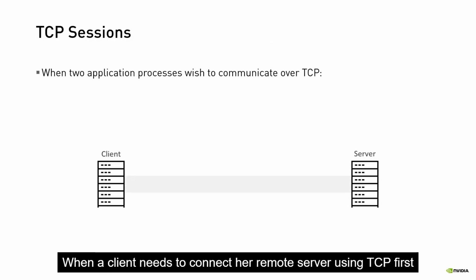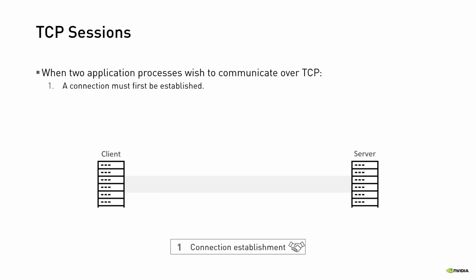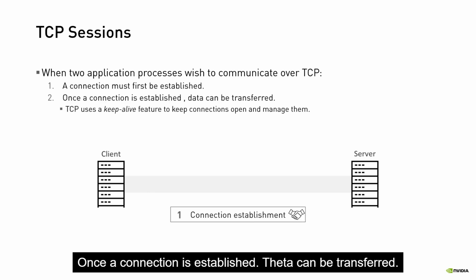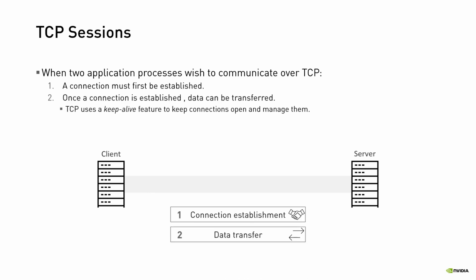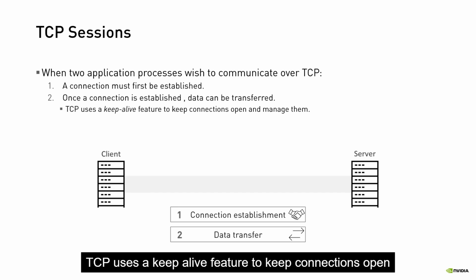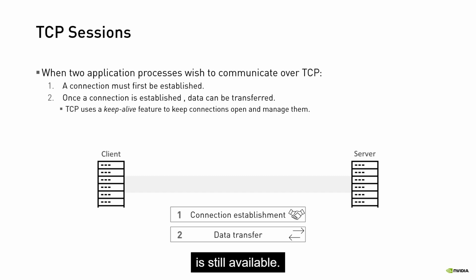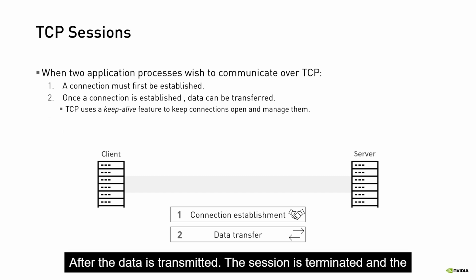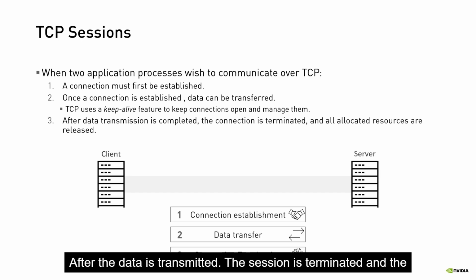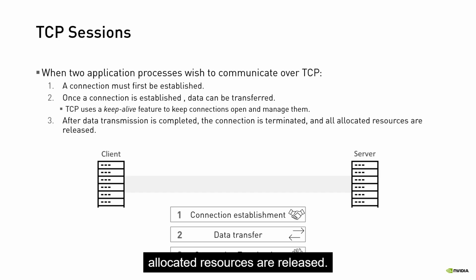When a client needs to connect to a remote server using TCP, first, a connection must be established. Once a connection is established, data can be transferred. TCP uses a Keep Alive feature to keep connections open and manage them. The Keep Alive feature verifies that the peer at the other end of a connection is still available. After the data is transmitted, the session is terminated and the allocated resources are released.